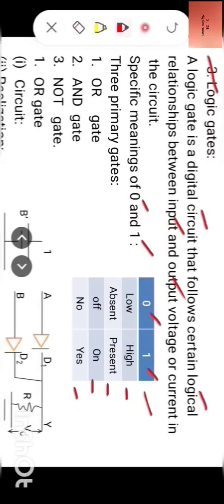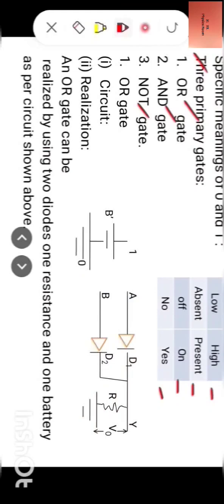Okay. We come across 3 primary gates: OR gate, AND gate and NOT gate. We take them up one by one. First we take up the OR gate.